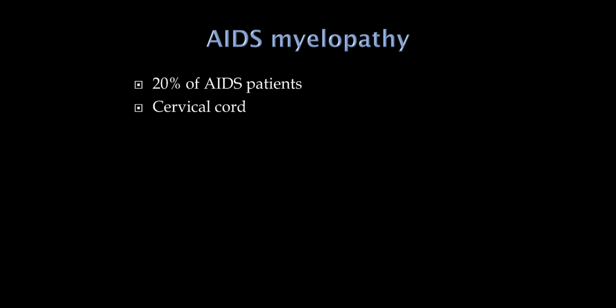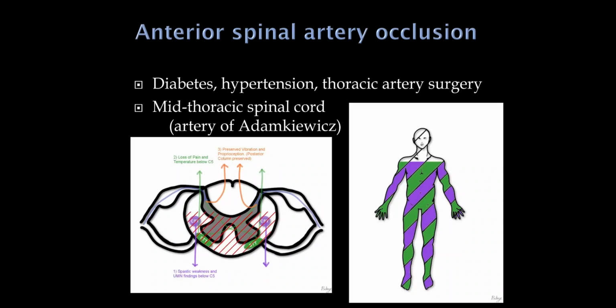Now, at the end of this course, we'll have a lecture on neurologic complications of HIV, and at that time I'll tell you that 20% of patients who have AIDS will develop this AIDS myelopathy. It's usually in the cervical cord, and it's kind of just a degeneration that occurs of the cervical cord.